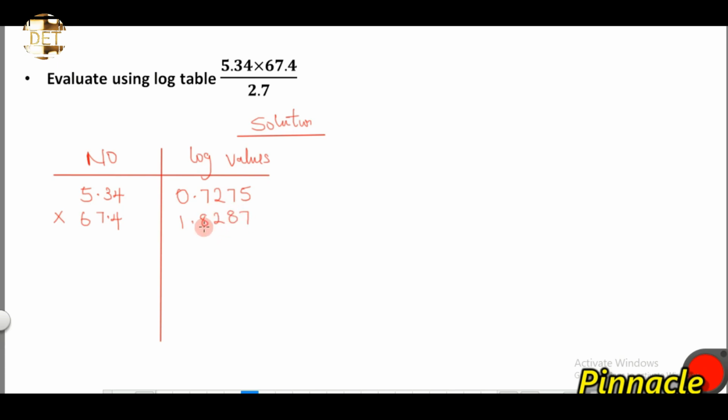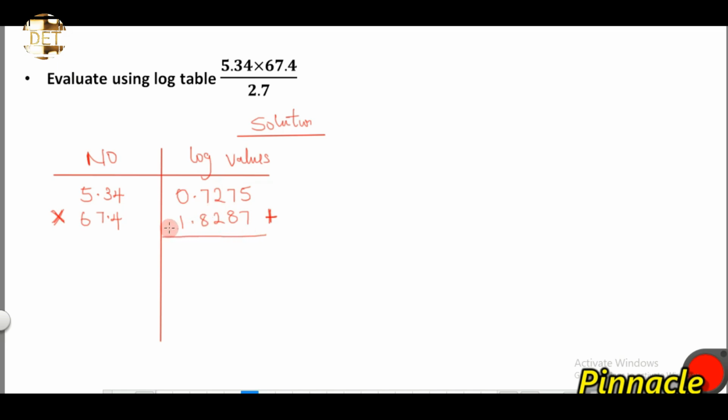1.8287. The reason why we're looking at answers in 4 decimal places is because we're using the four-figure table, which is the logarithm table. So, having gotten this, the next thing I would want to do is to add the log values. Whenever you have multiplication of real numbers, in logarithm, multiplication means addition. So what I would do is to add these numbers.